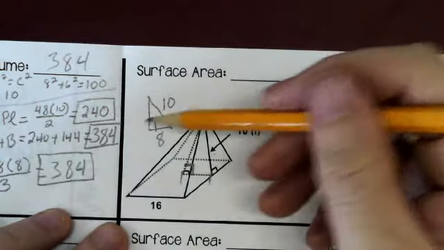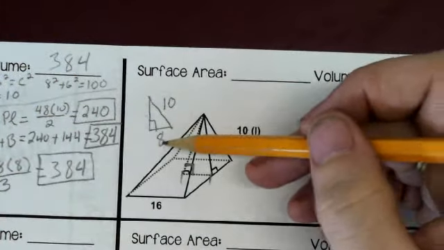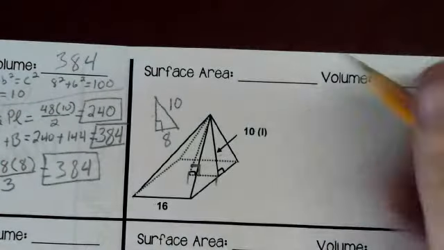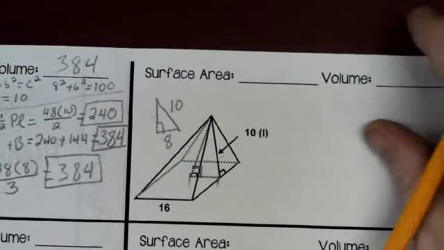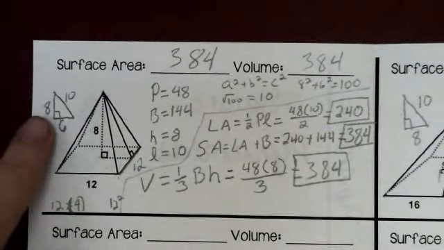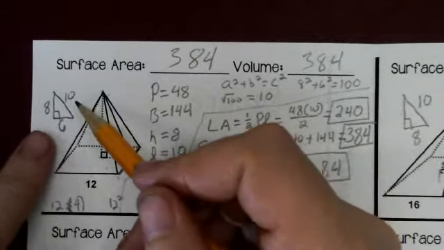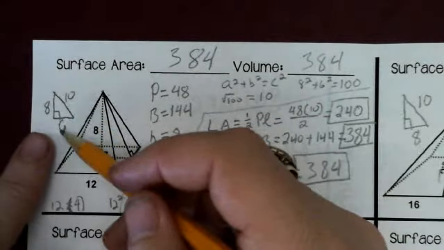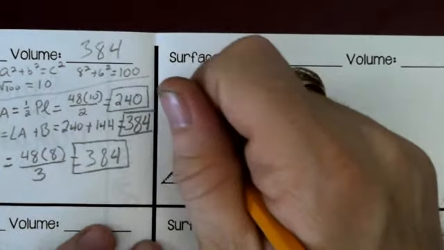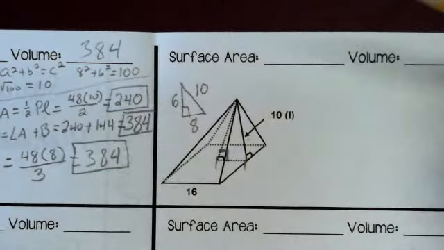And now I need to find the height of my pyramid. Looking at these two numbers, I can do the Pythagorean theorem again, but I notice that they are the same as over here, with the 8 and the 10 is the hypotenuse, and so I know that my other side must be 6. And so we're going to go ahead and just put 6 here. And again, you can test it with the Pythagorean theorem if you'd like.